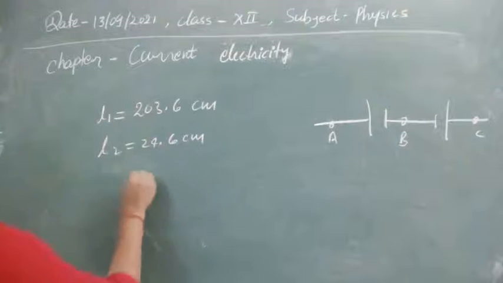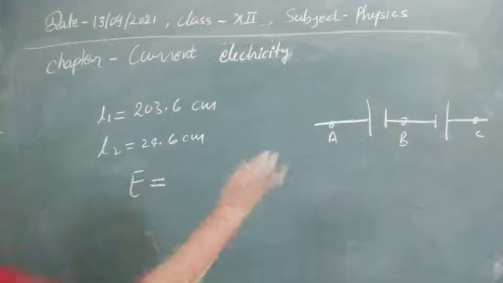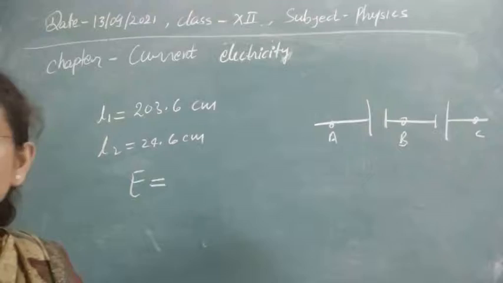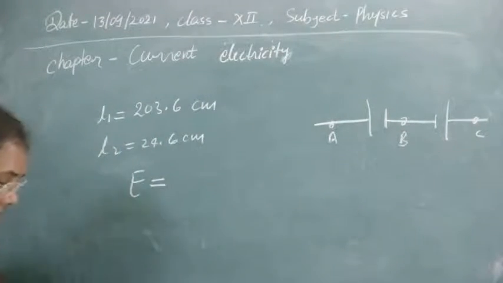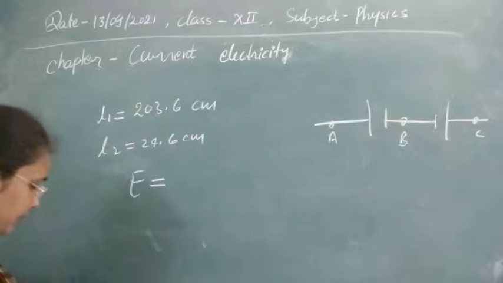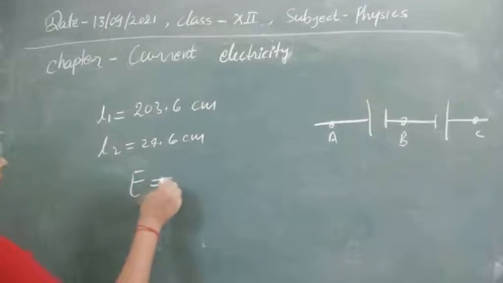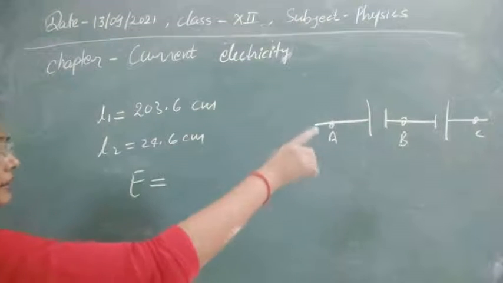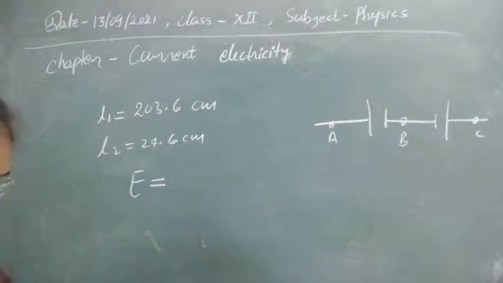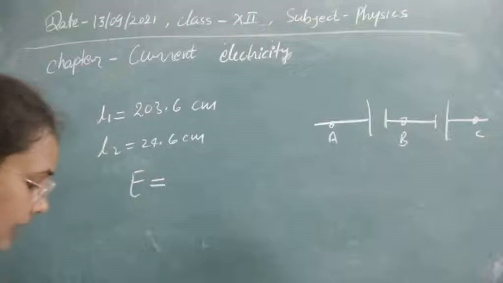If E is the total energy connected between A and C, so if we connect our potentiometer between A and C with energy E, then we can calculate it by connecting the battery across A and B, plus connecting the battery across B and C.